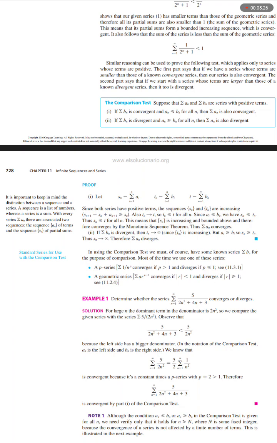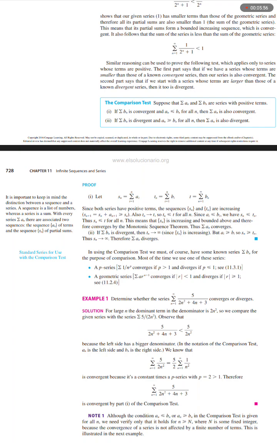Number 2. If the sum of b sub n is divergent, then t sub n approaches infinity, since {t sub n} is increasing. But a sub i is greater than or equal to b sub i, so s sub n is greater than or equal to t sub n. Thus, s sub n approaches infinity, therefore the sum of a sub n diverges.